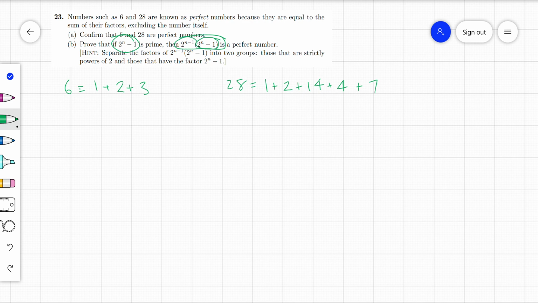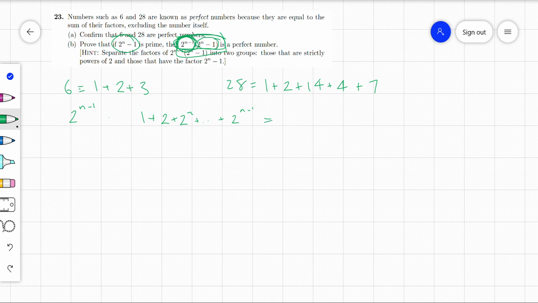So we'll just look at this part first, 2 to the n minus 1. Let's consider the factors of 2 to the n minus 1. If we think about it, we could get 2 to any power from 0 all the way to n minus 1 as factors. So we could get 1, 2 to the 1, 2 squared, all the way up to 2 to the n minus 1. Now this one we're including because it's only part of the whole number. So these could all be factors.